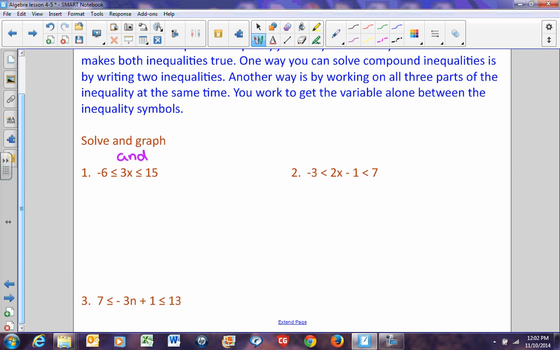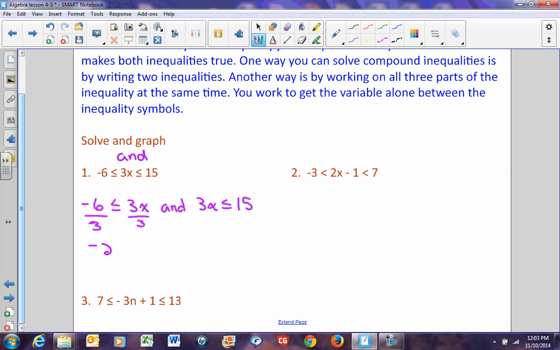Because it does not have the word or. If it doesn't have the word or and it has two inequality symbols, it must be an and statement. If I separated it, I would have negative 6 is less than or equal to 3x, and 3x is less than or equal to 15. You can just rewrite them separately, and then solve them as usual. So I can divide by 3, divide by 3.